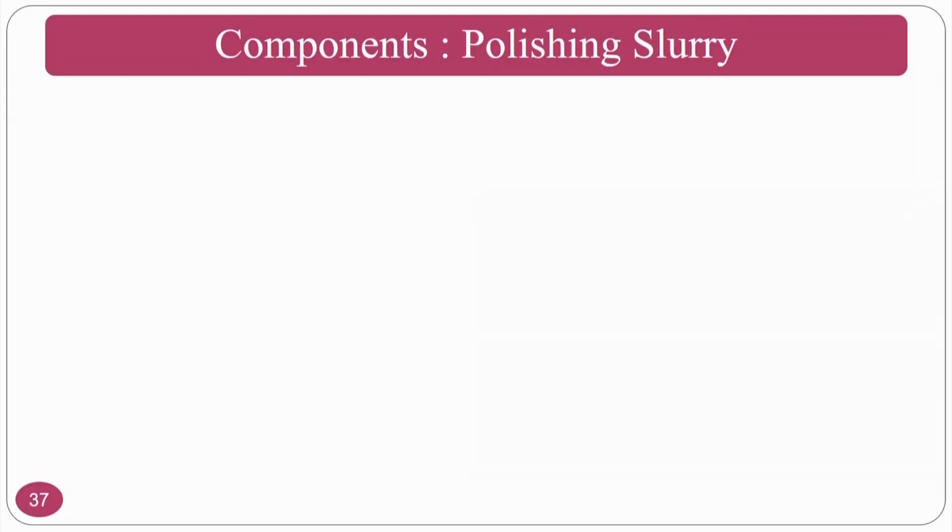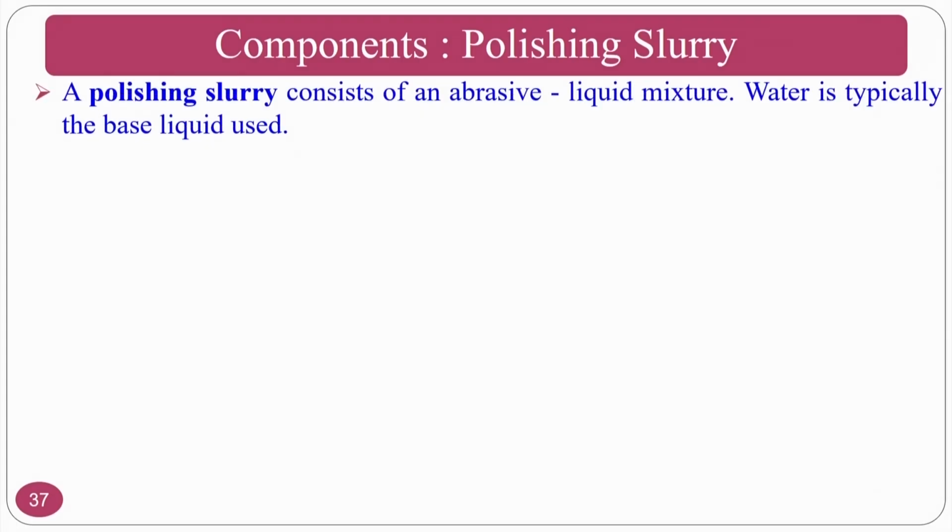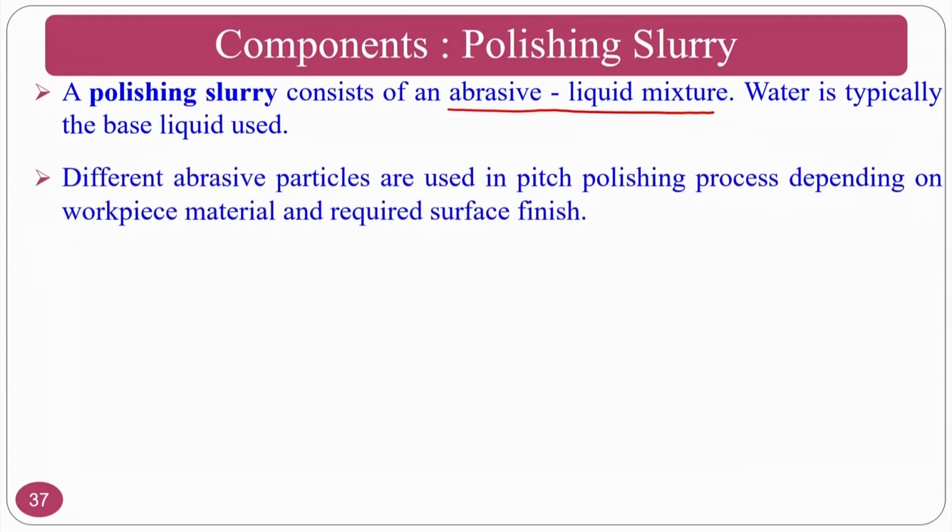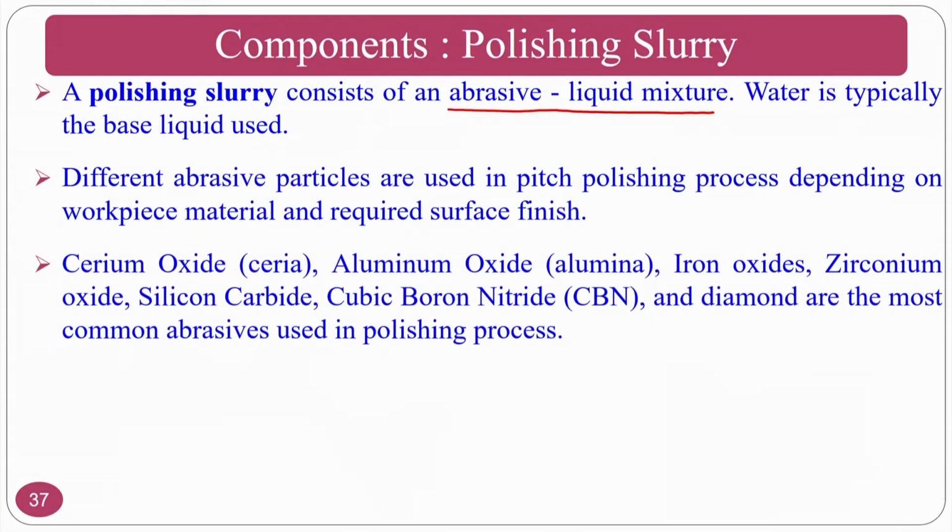Now we go to the second component, that is the polishing slurry. Polishing slurry consists of abrasive liquid mixtures. Normally water is typically the liquid. Different abrasive particles are used in a pitch polishing process depending on the workpiece material. Commonly used is cerium oxide, compared to other abrasive particles like Al2O3, that is alumina, iron oxide, zirconium oxide, silicon carbide, cubic boron nitride, diamond, and other things.